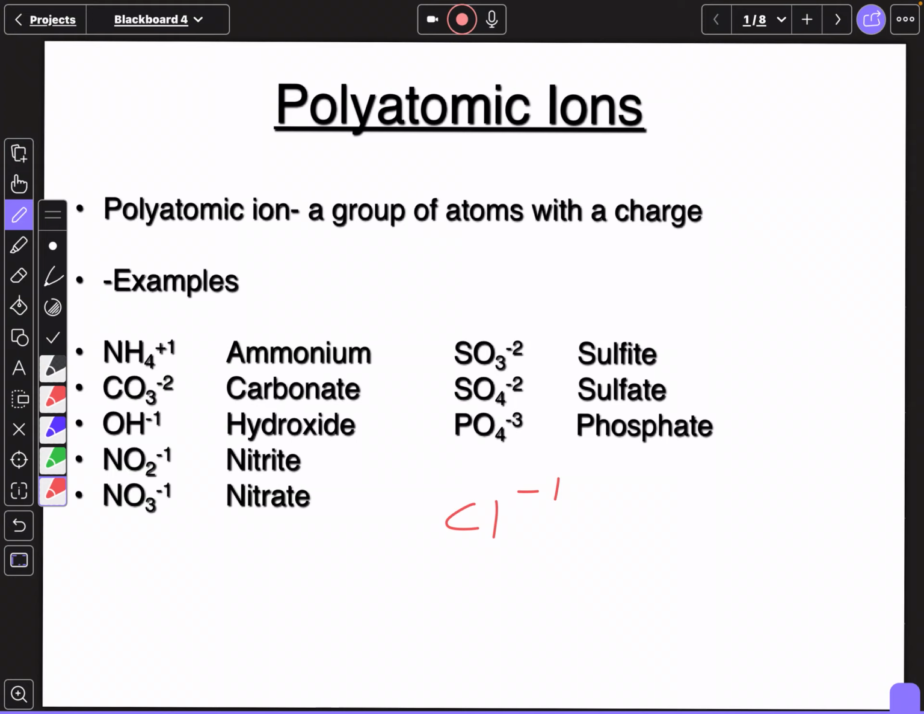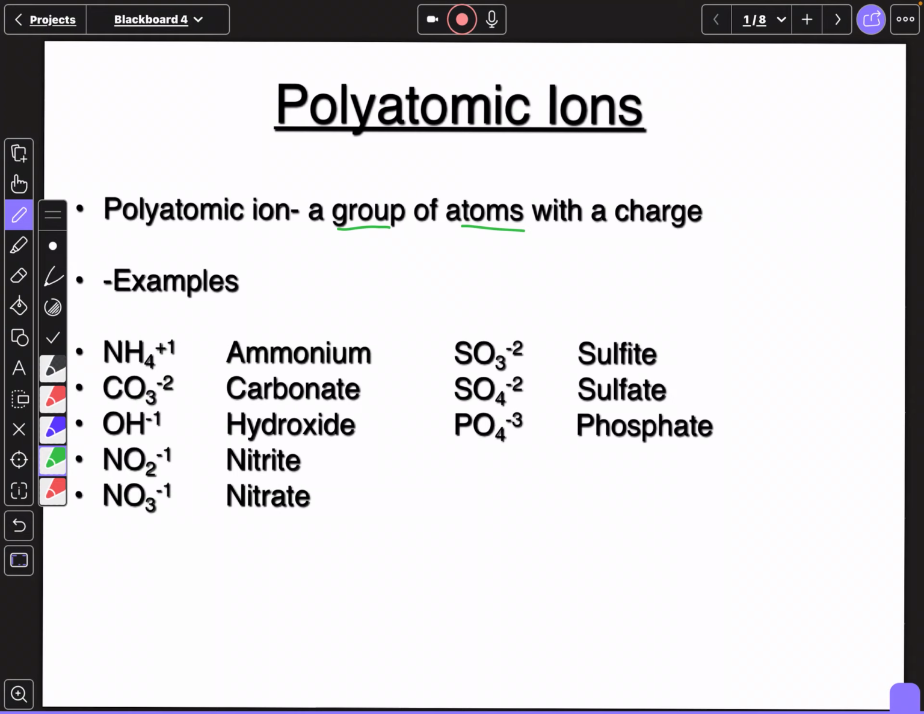All right, so now we're going to talk about something a little different. Now, a polyatomic ion is a group of atoms with a charge. And if you look, there are examples here. These are the ones that I want you to learn.